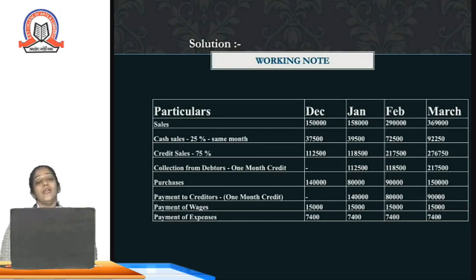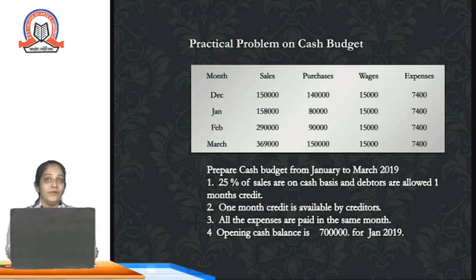First of all, we have sales. The sales amount for every month is mentioned, and I have written the sales values. Now, as you can see in the first adjustment, what was written? 25% of the sales are on cash basis. Now, what do you mean by cash basis? Cash basis refers to the amount you are going to get in the same month only, on the same day.